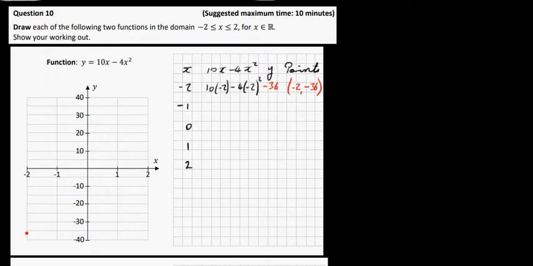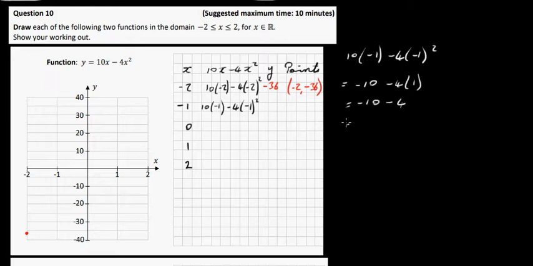Okay, so let's look at minus 1 then. You're going to write down 10 times minus 1 minus 4 times minus 1 squared. You can do this on your calculator, or maybe I'll just do one of them. So 10 times minus 1 is minus 10. Now remember, you've got to square first here. So minus 1 squared is going to be 1. So you end up with minus 10 minus 4, which is minus 14. You can do each one of these like this, or try it on your calculator.